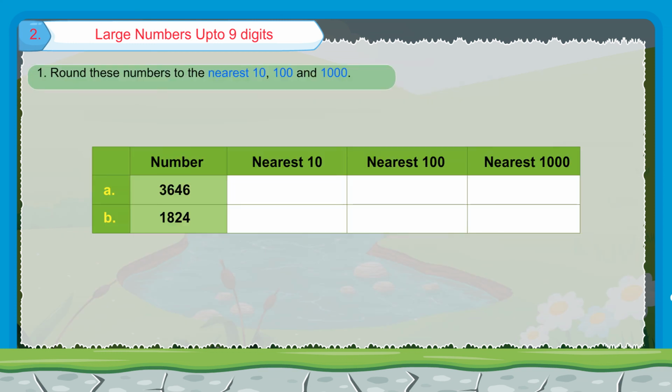1. Round these numbers to the nearest 10, 100 and 1,000.